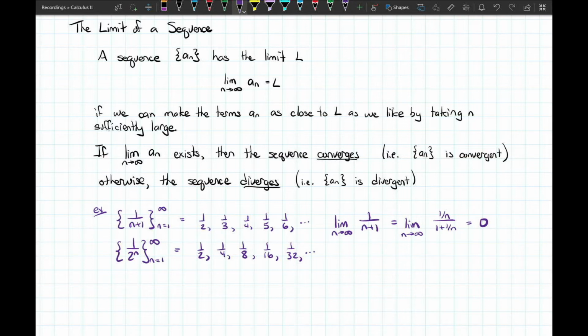But first and foremost, we can double check that this is a convergent sequence. If we take the limit as n goes to infinity of 1 over 2 to the n, well, this is the same thing as 1/2 to the power n.